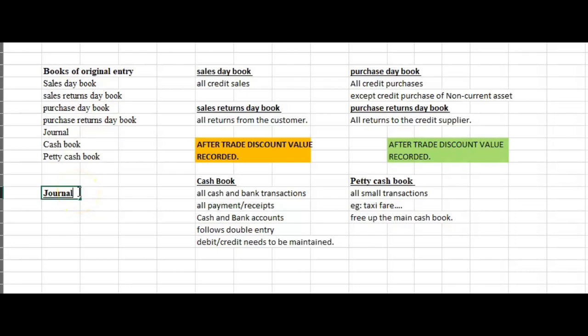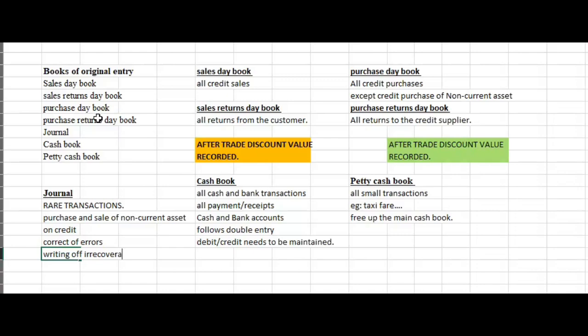The final book for your syllabus is the Journal, also known as the General Journal. This book is used to record transactions that occur rarely and cannot be recorded in any of the other specific books of original entry. In fact, all books of original entry are technically journals. However, this one is called the General Journal because it is used for transactions that do not fit into the other specialized books. Examples of transactions recorded in the General Journal include credit purchases of non-current assets, correction of errors, and writing off irrecoverable debts. These types of transactions are infrequent, which is why they are recorded in the General Journal.